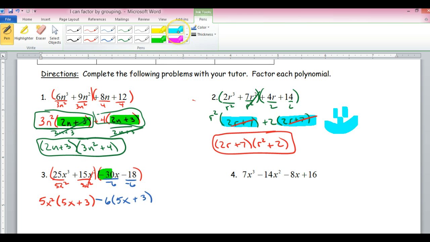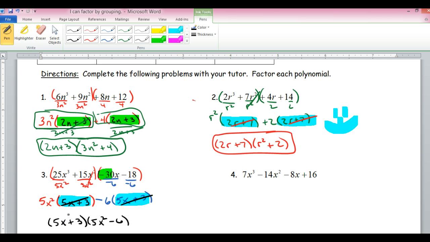You know you did it right if these two binomial factors match up. If you didn't factor out the negative, this would have been negative 5x minus 3, and they wouldn't match up. So that's a way to know if you did it right or wrong. We did it right, so now we can factor out the common binomial factor, which is 5x plus 3. And what do I have left here? 5x squared, and then minus 6.